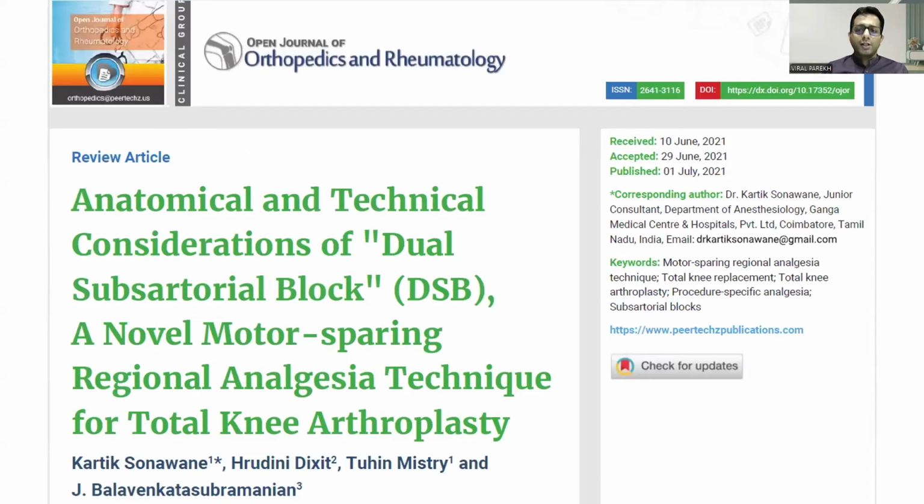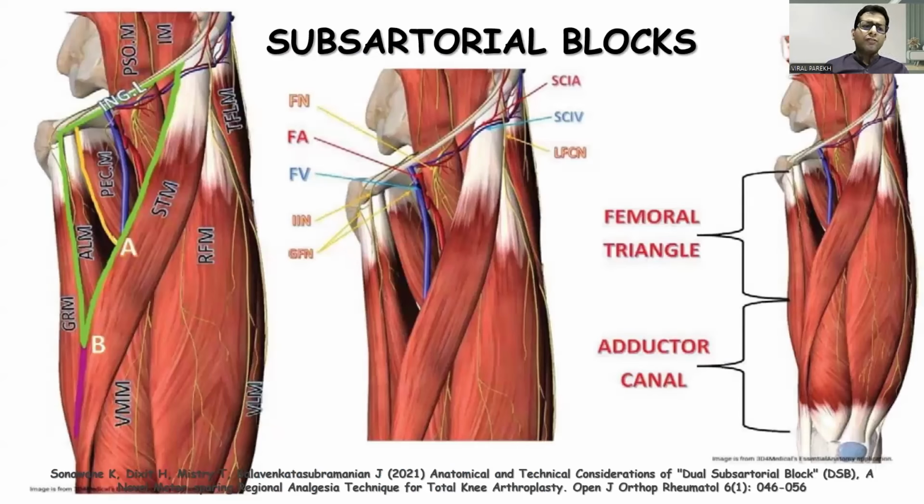Now coming to the subsartorial block, this is an excellent article which describes it, and from this I have taken most of my images. So for this, we need to know the anatomy of the anterior thigh. All of us know the boundaries of the femoral triangle. The cranial is by the inguinal ligament. The medial is by the medial border of the adductor longus, and lateral is the medial border of the sartorius. So these are the boundaries of the femoral triangle. And the adductor canal starts from the apex of the femoral triangle.